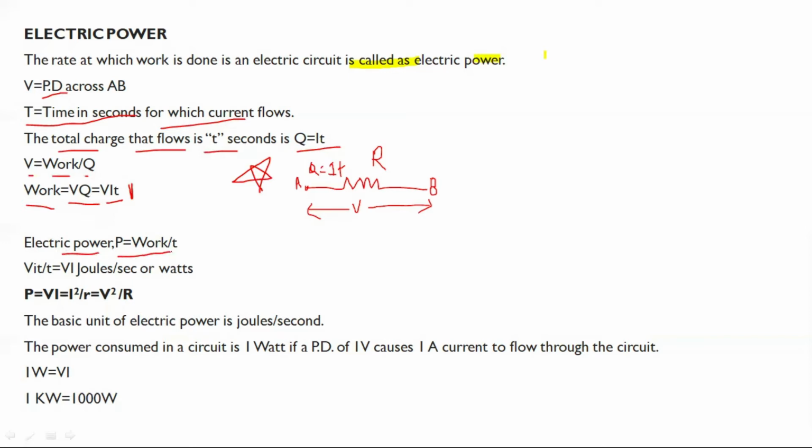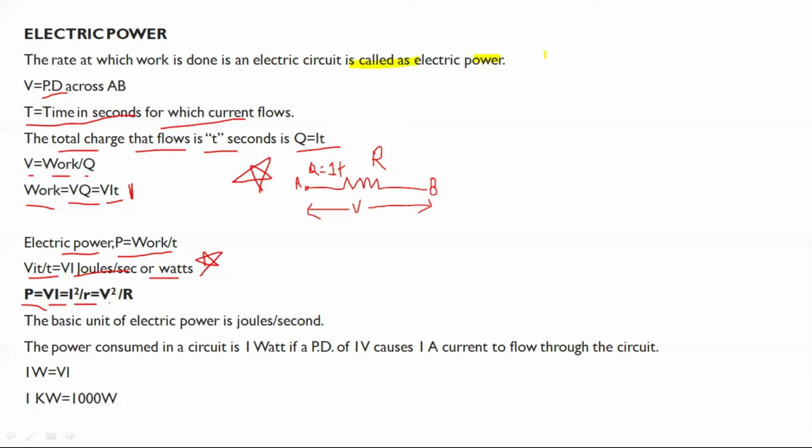T, time in seconds. What is the work done, as we discussed above? VIT by T. So VI joules per second or watts. VI joules per second is the mechanical unit and watts is the electrical unit of electric power. So electric power is nothing but V into I, that is voltage into current.